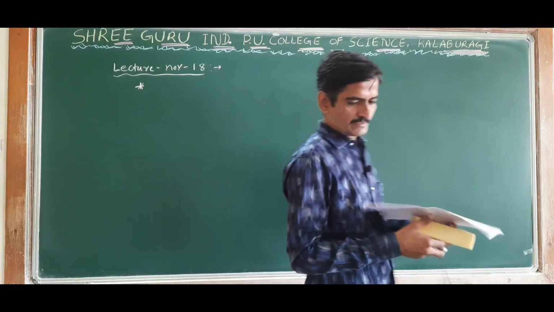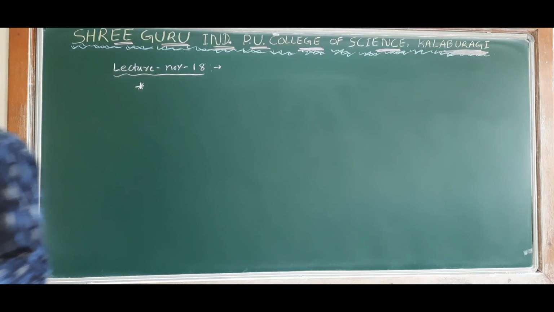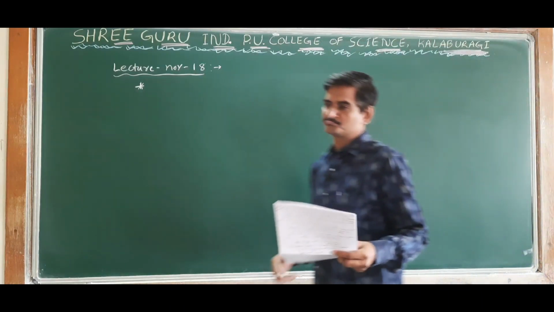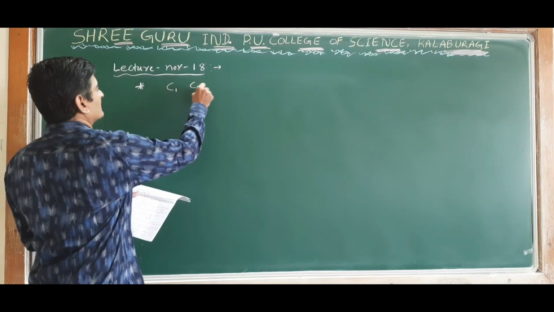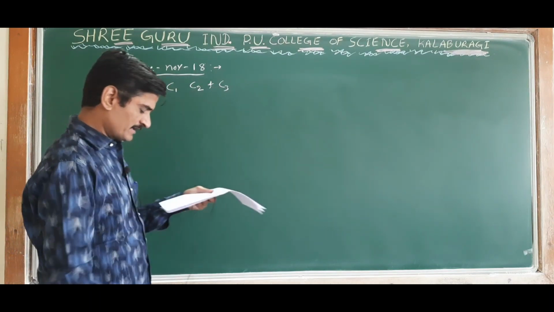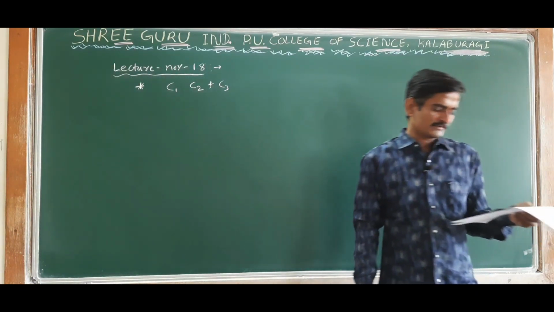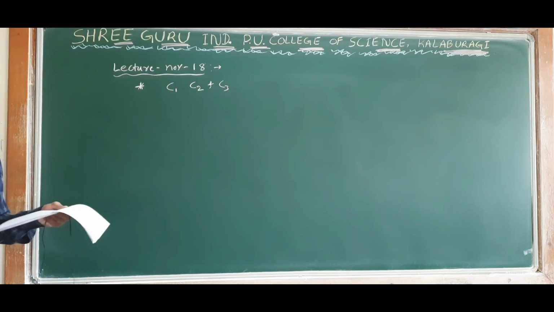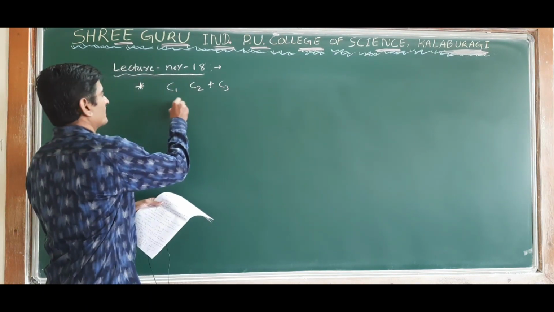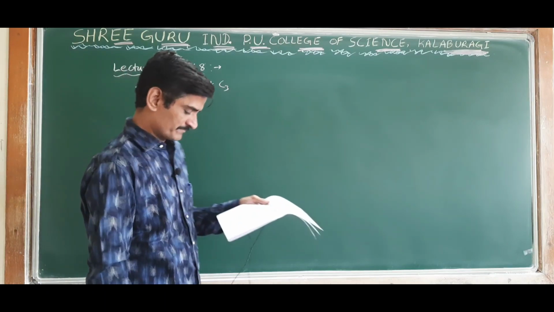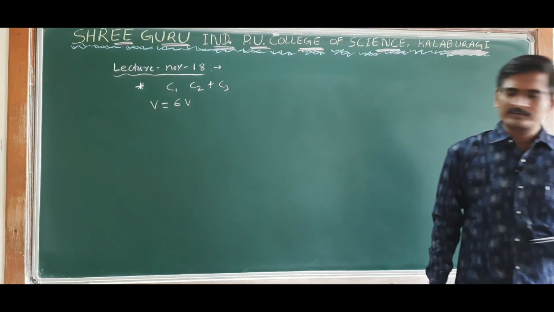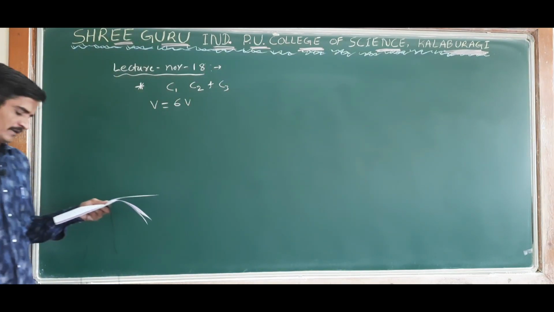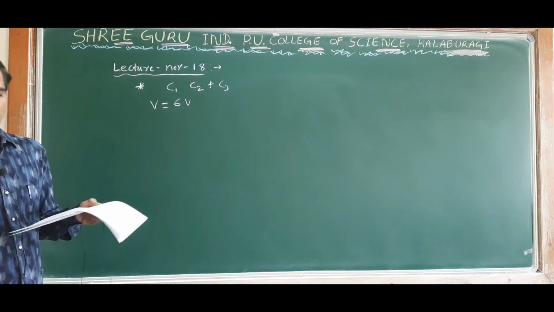Three capacitors C1, C2 and C3 are connected to a 6 volt battery, as shown in the figure.